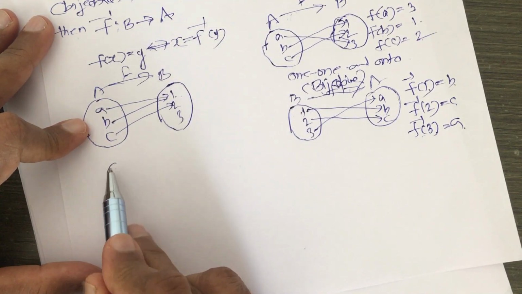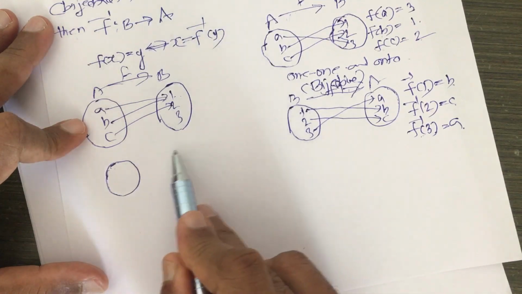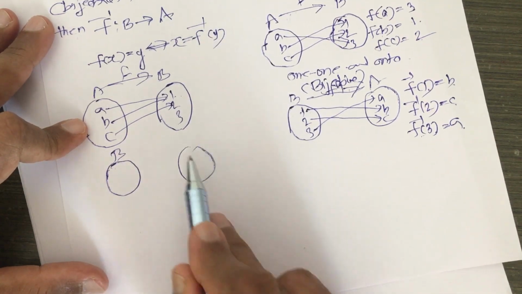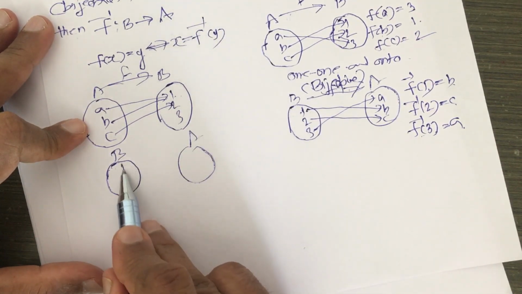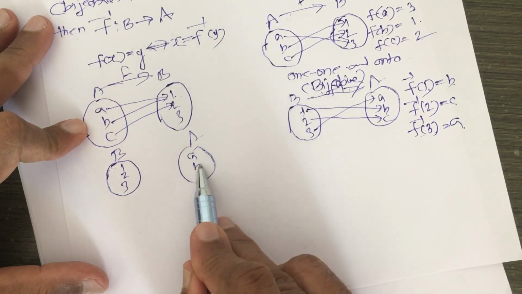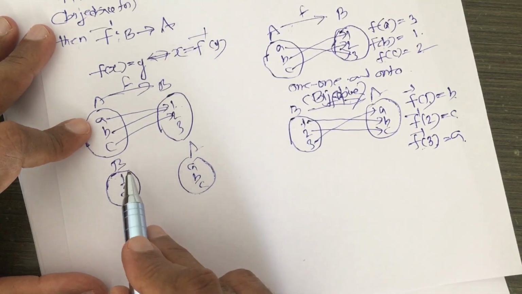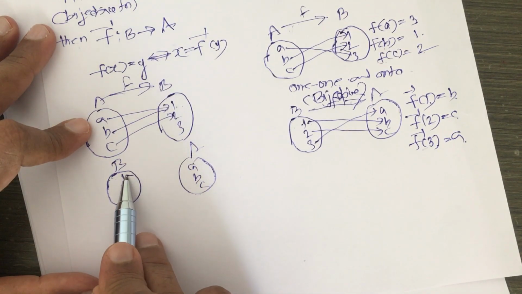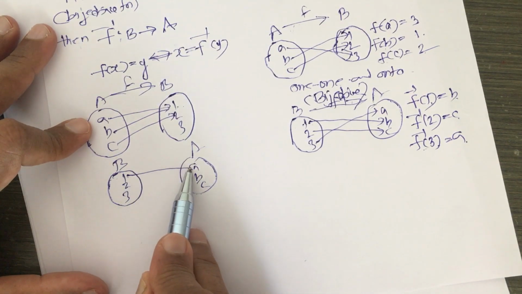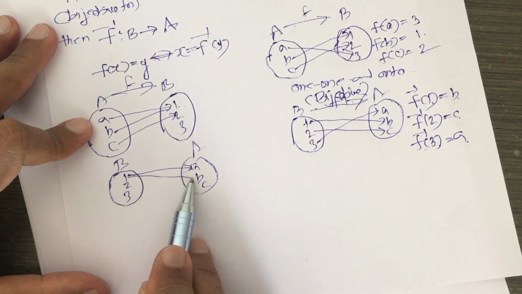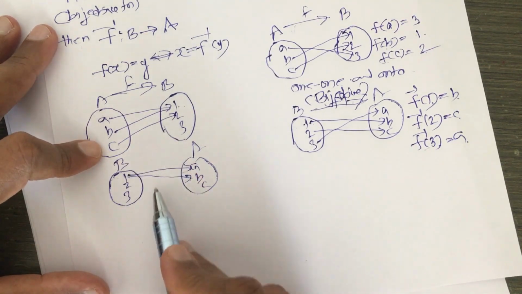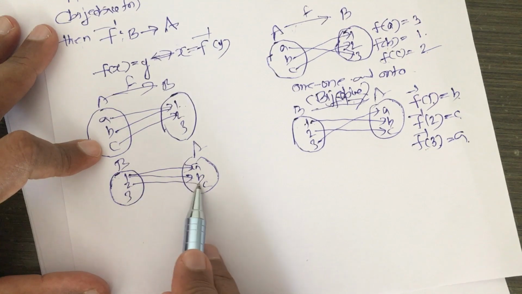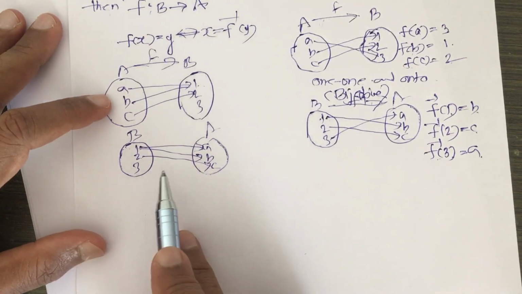So, I will write this one. So, this is B, this is A. So, here 1, 2, 3, A, B, C. So, A and B related to 1 means 1 related to A, 1 related to B, and C related to 2 means 2 related to C. So, this is not a function.